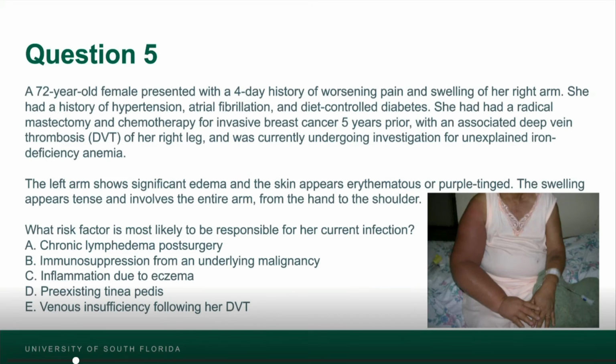So, a 72-year-old female presented with a 4-day history of worsening pain in her right arm. She had a history of hypertension, AFib, and diabetes. She had a radical mastectomy and chemotherapy for invasive breast cancer 5 years prior, with an associated DVT of her right leg, and was currently undergoing investigation for unexplained iron deficiency anemia. The arm shows significant edema. Skin appears erythematous or purple tinged. The swelling appears tense and involves the entire arm from the hand to the shoulder. Which risk factors are most likely responsible for recurrent infection?